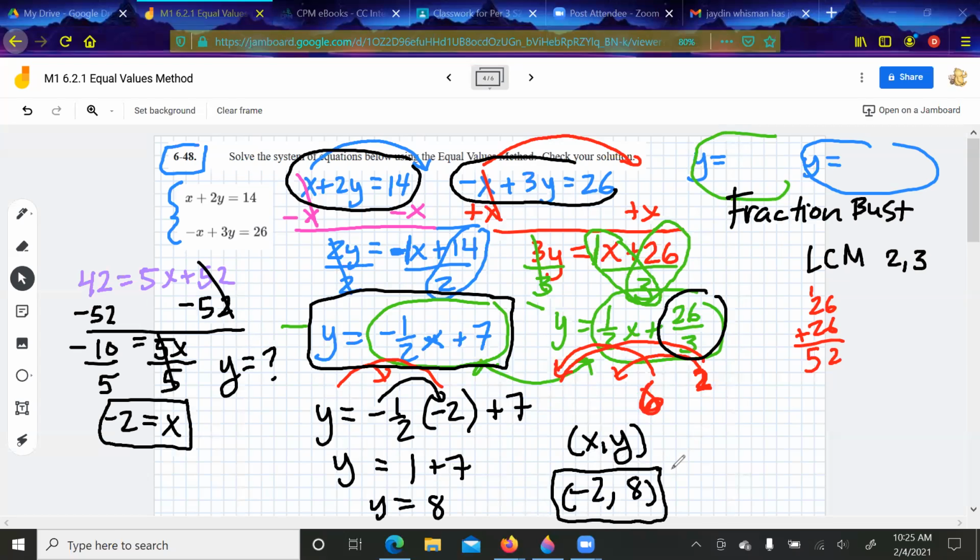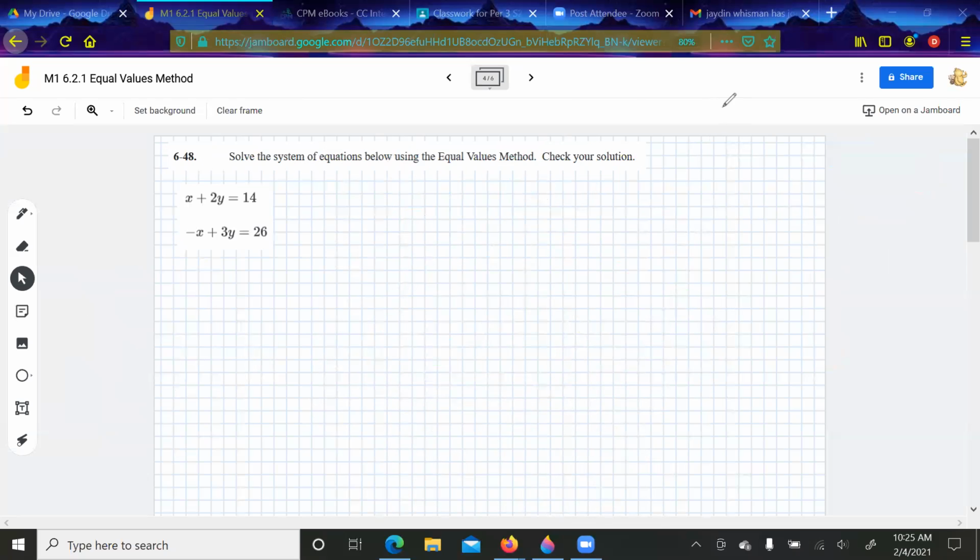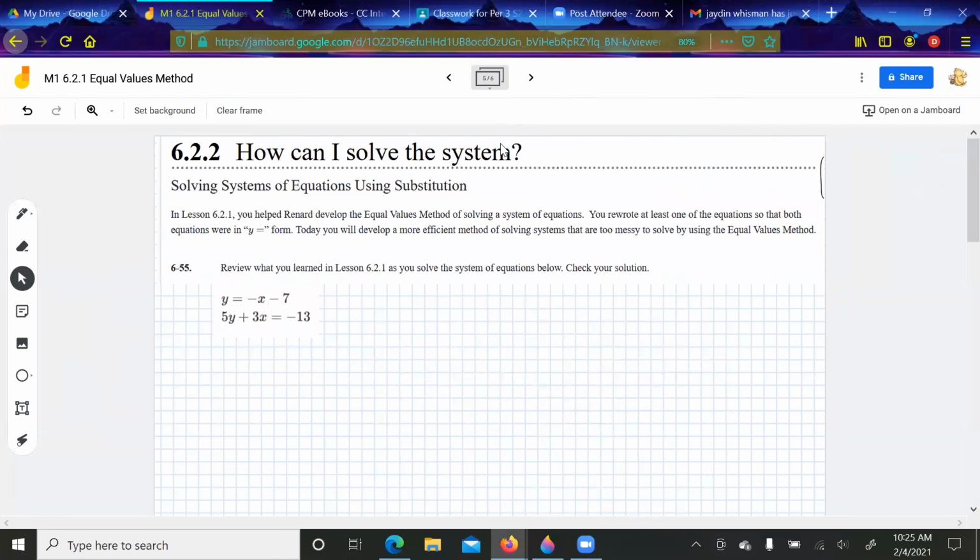Okay. So, whew, all right, that's 48. So 55, okay, I gotta clear this away. So this is gonna go away. And the last problem that we're gonna look at is 55. This is actually on the next section. This is on 6.2.2, but it just says review what you learned from 6.2.1, which is what we just learned, and solve the system. Okay.